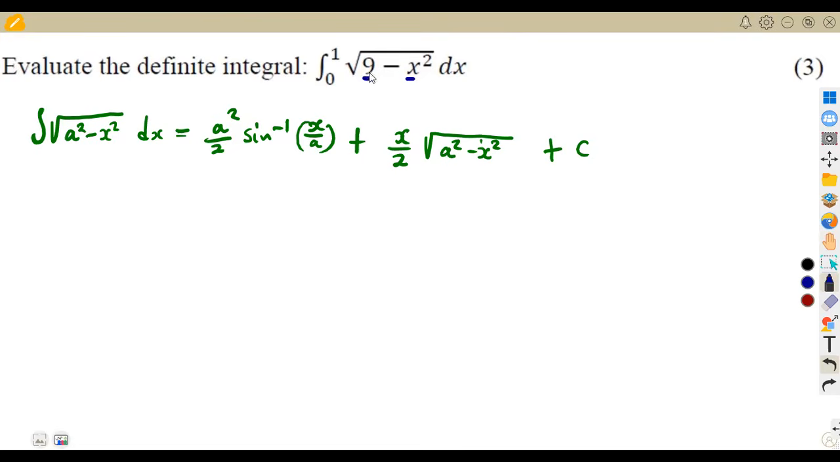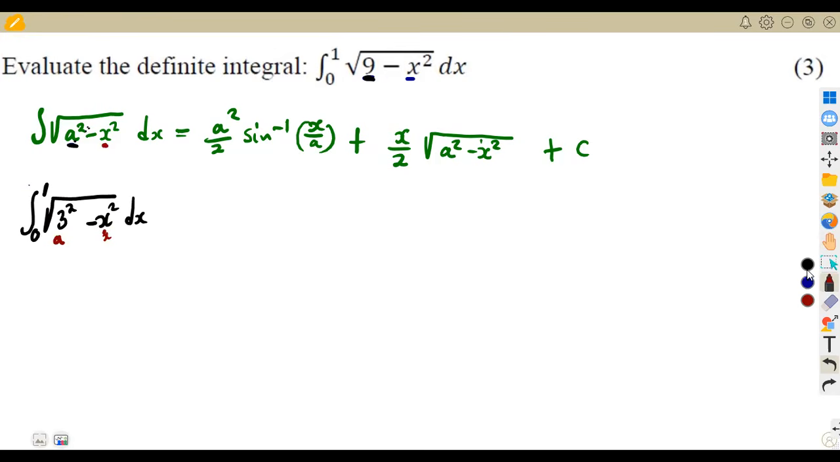Here we are given the square root of 9, which can be written in the form of a squared. So it's the same as we are having in this case. We are having our limits 0 and 1, and the square root of 9 minus x squared. So how do we write 9 as a number raised to the power of 2? 9 is the same as 3 squared, minus x squared dx. So the 3 here is representing our a, and this x is the same as the x squared here.